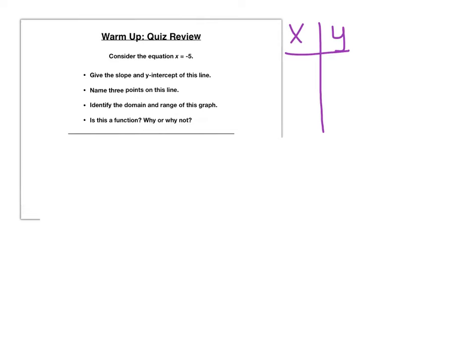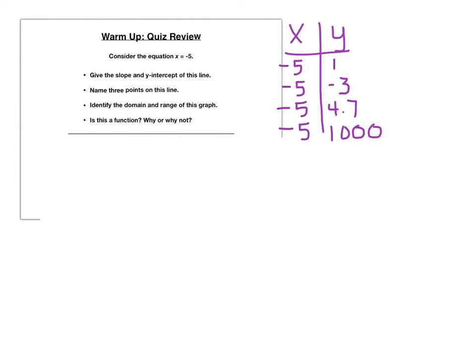what is really going on in this function when I say x equals -5 is that the x is always -5. So in my table, all of my x's would be -5s. My y's could be anything I want, right? So my y might be a 1 or a -3 or a 4.7 or a 1,000. It really doesn't matter. I can put anything I want down there for y. My x is always -5.